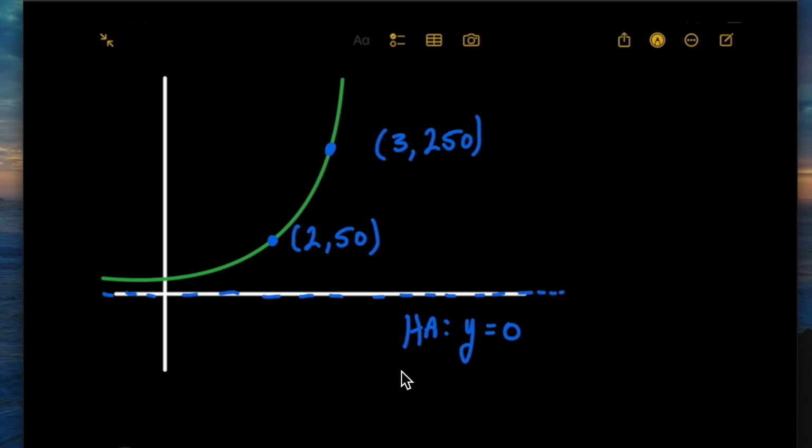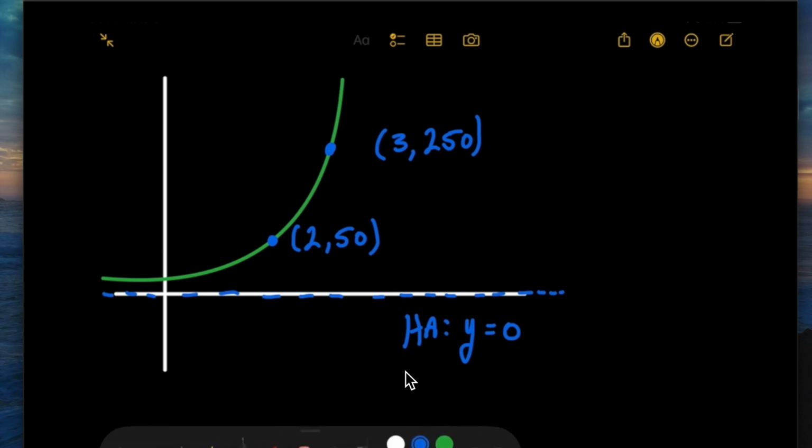Next, we are given this graph and given two definitive points, and we're asked to find the equation of this exponential function. Folks, look, the horizontal asymptote is at y equals 0.